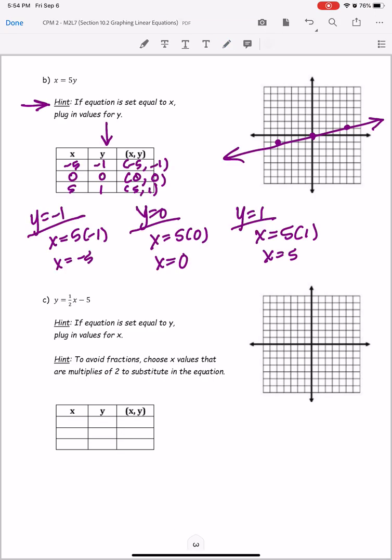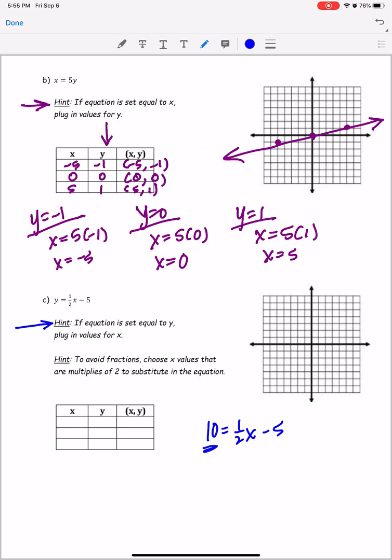Okay, so same hint, but this time opposite. Now my hint here says, if the equation is set equal to y, now plug in values for x. So if I plug in numbers here, now all I have to do is times that by 1/2 and subtract from 5. Let's just say you plug in a number to y. Let's say you plug in 10. Because you plug in something for y, now you've got to add your 5 over and then divide over here. And so you've got to do some rearranging. But if you pick numbers for x, then it's just substitute in and multiply and subtract.